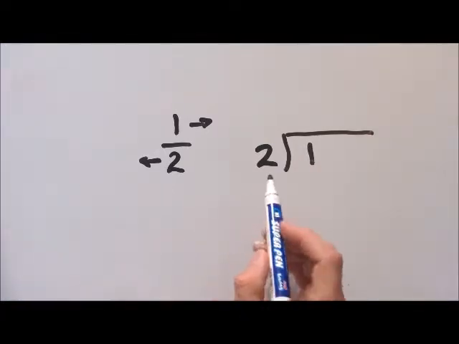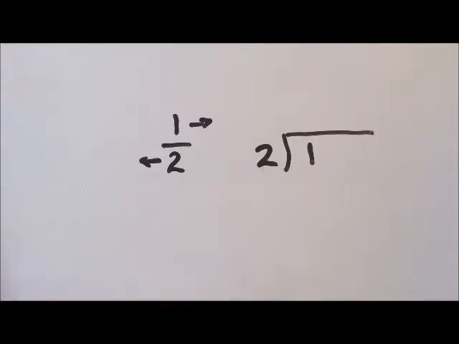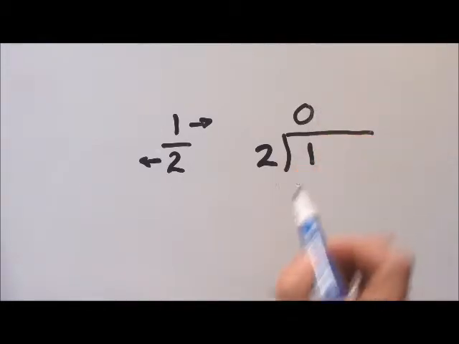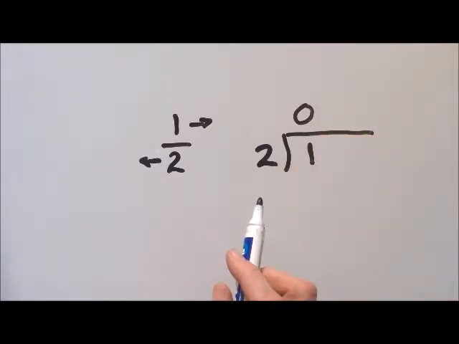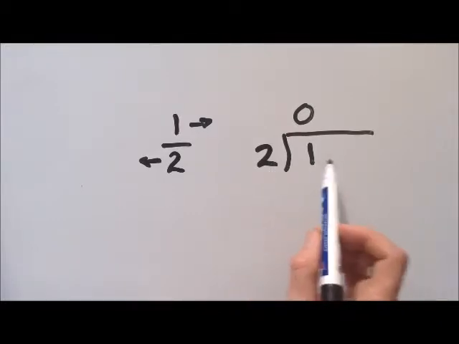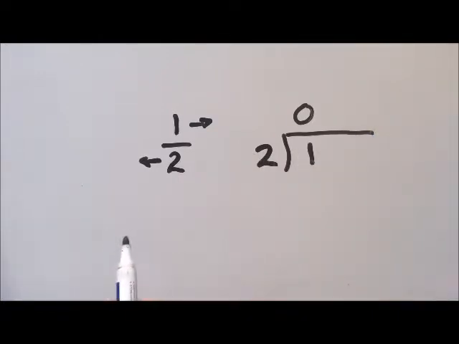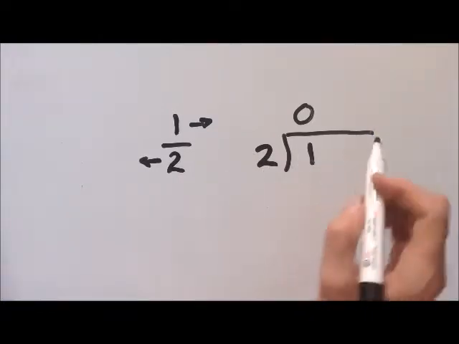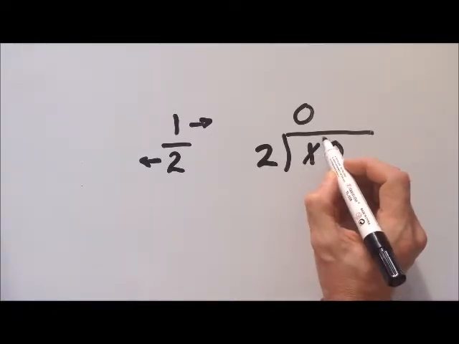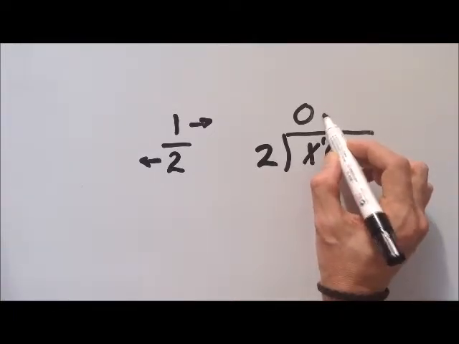So 2's go into 1 how many times? Well, you can't get a 2 out of a 1, so you put a 0. And if you've seen my previous video on bus stop division with decimals, you'll know what to do next, because you've run out of numbers. You can't just have a remainder. So what we do is we cross this 1 out, we put a 0 here, we put a 1 there, and then we put a decimal point.